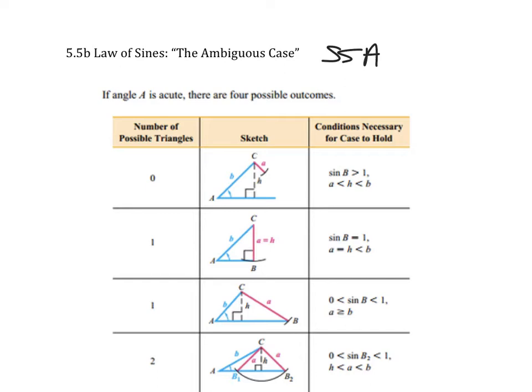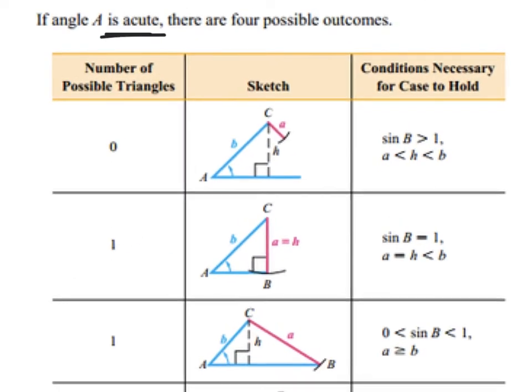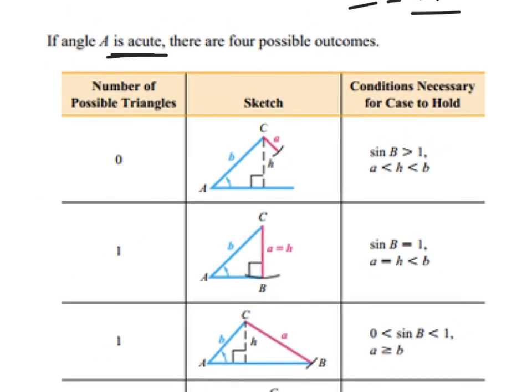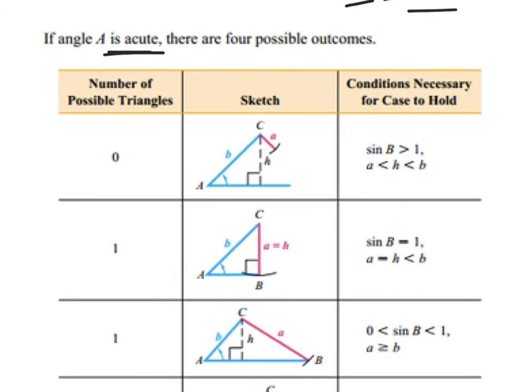Now, what happens is you're going to be given one angle and two sides of a triangle. And if the angle's acute, if that angle they give you is small, then there are 4 possible outcomes that could happen. And that makes it tough, okay? So, possible outcome number 1. You could get 0 triangles.